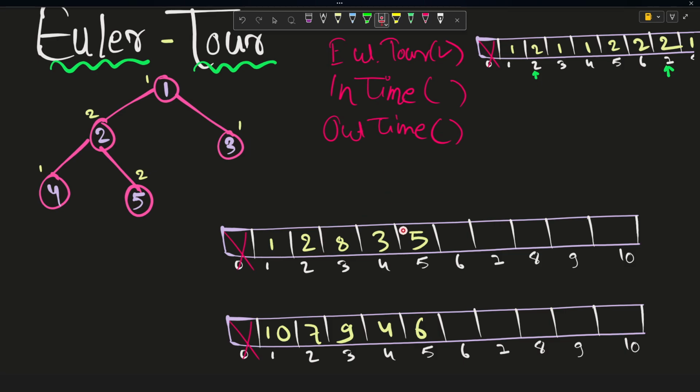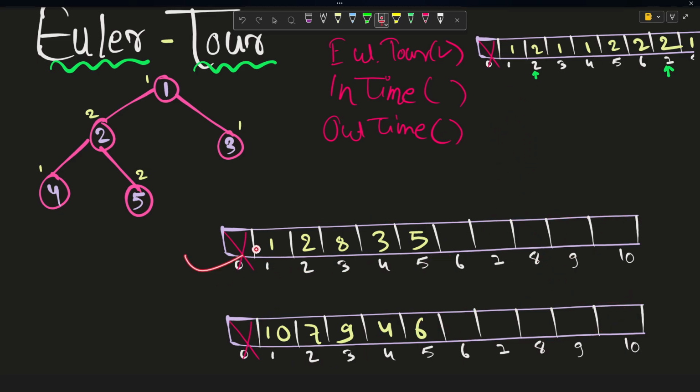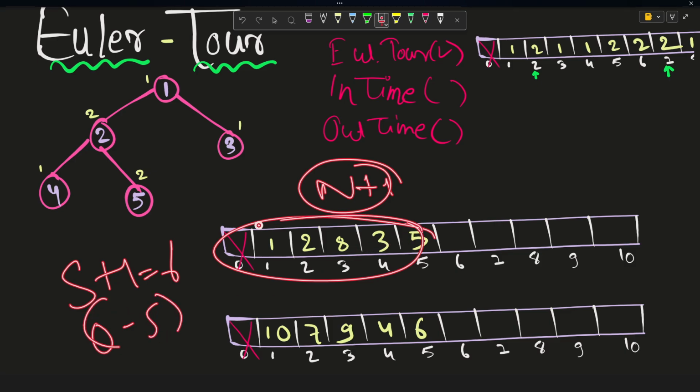So as you can see, only this many indexes are getting used and not this many, right? So it is not necessary to take the size of these two arrays, that is the in time and out time arrays, the same as the size of this Euler tour array. So this is not necessary. You can just take it of size n plus 1. Since my n was 5 here, 5 plus 1 is 6, so that's why I am able to access the 0 to 5th index easily.